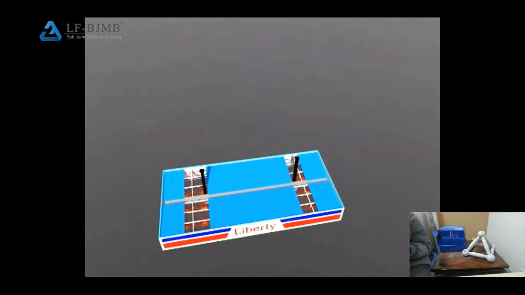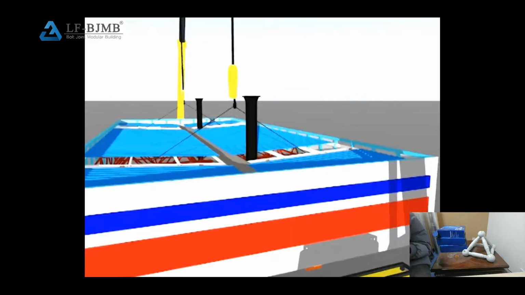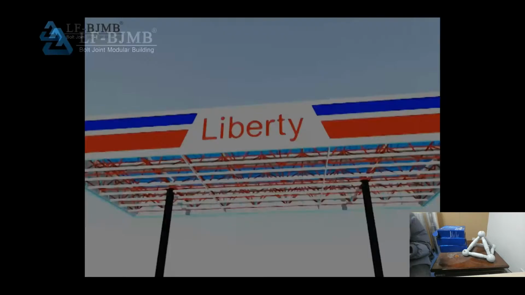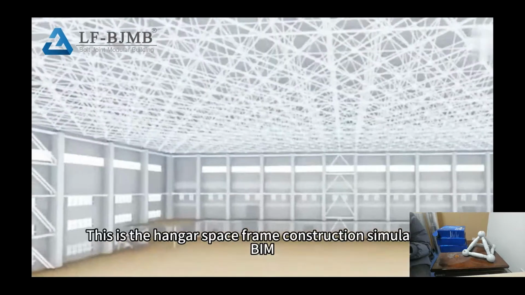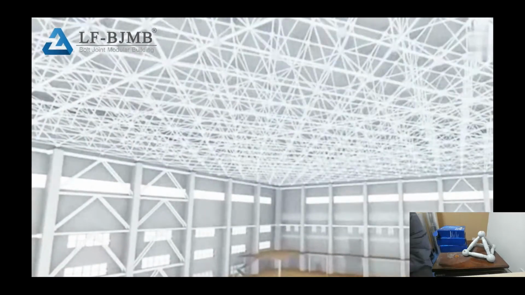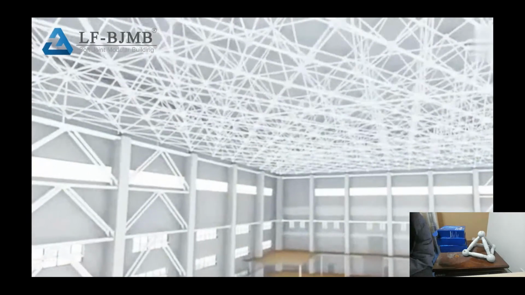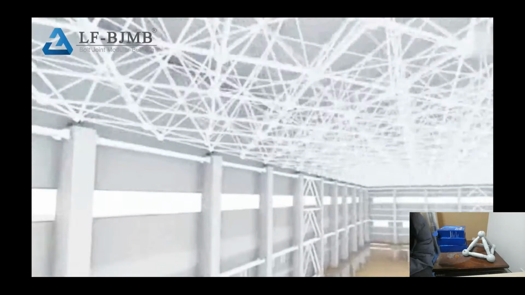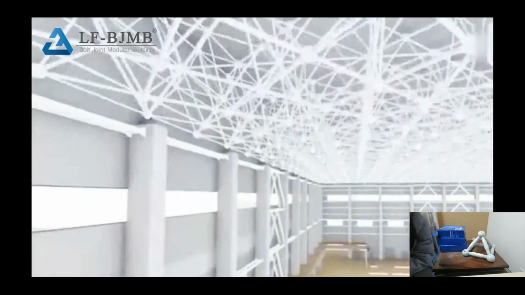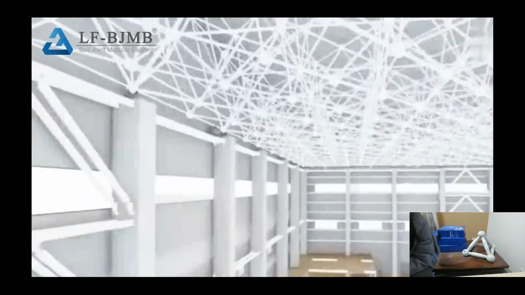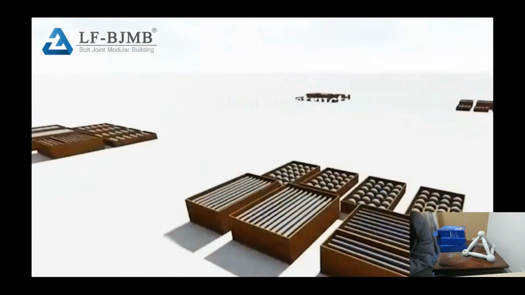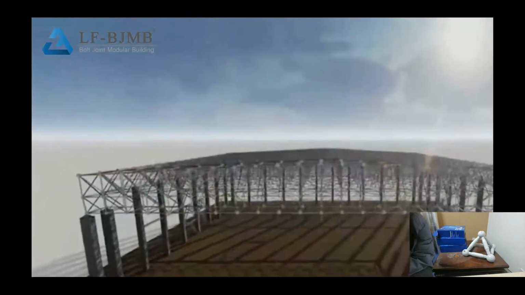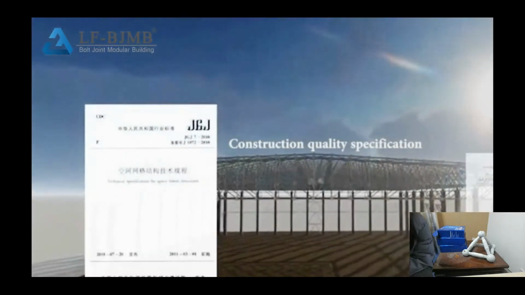Space frame structures are also used in hangars, mainly in terms of their efficient load-bearing capacity, open space, and flexible design. This is the hangar space frame construction simulation BIM. Main construction materials. Construction quality specification.